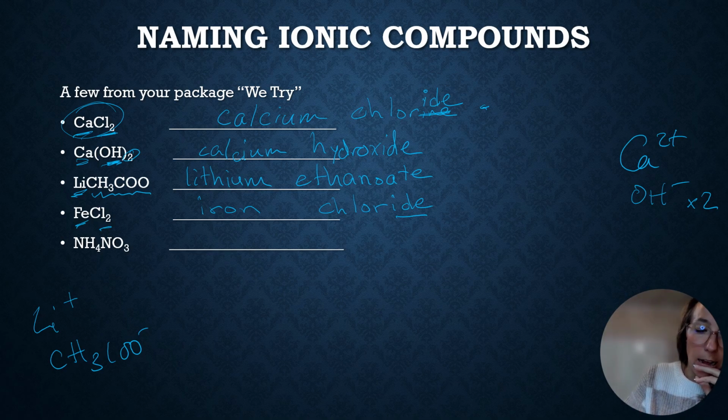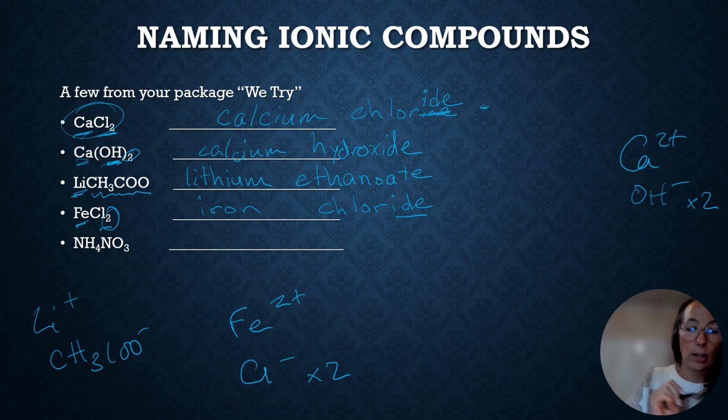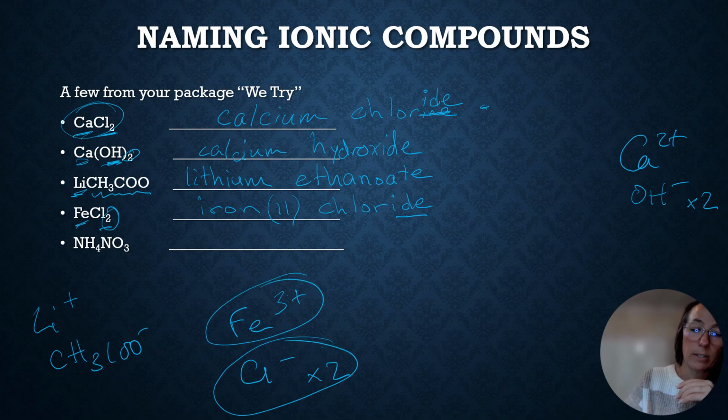So if that chloride must be a Cl-, and I have 2 of them, then that iron must be a 2+ charge in order to make the compound neutral. So this is iron(II) chloride, so that the iron 2+ and 2 chlorides balance out into a neutral compound, as opposed to an iron(III) chloride. If this was a 3+, that would not balance the compound out, right? If this was a 3+, then I have 2 negatives and 1 3 positive, and that doesn't balance out.